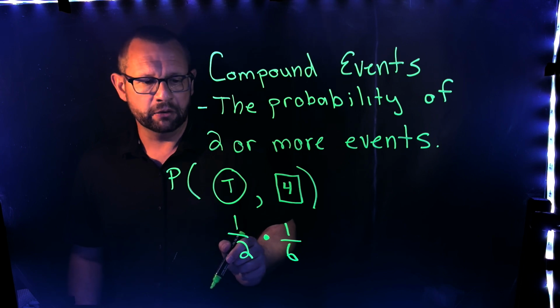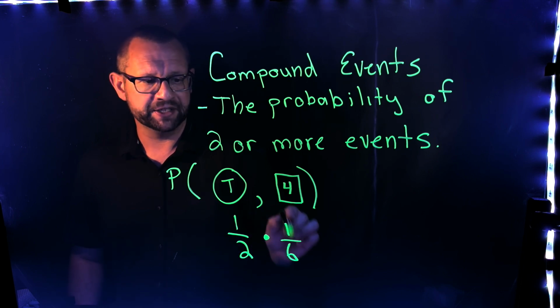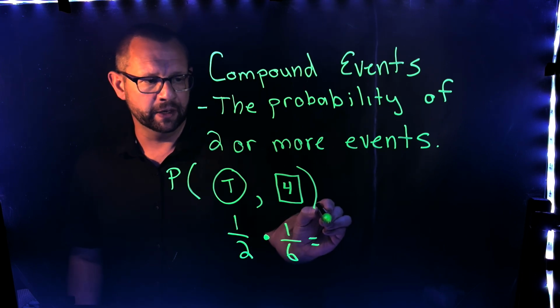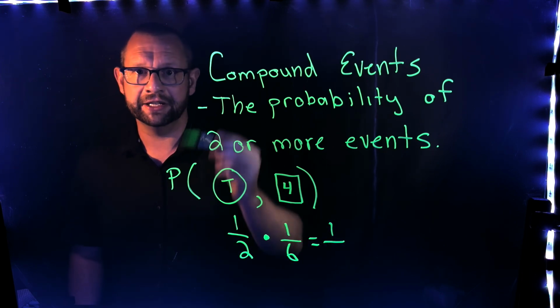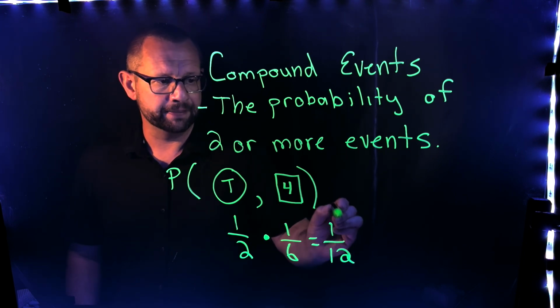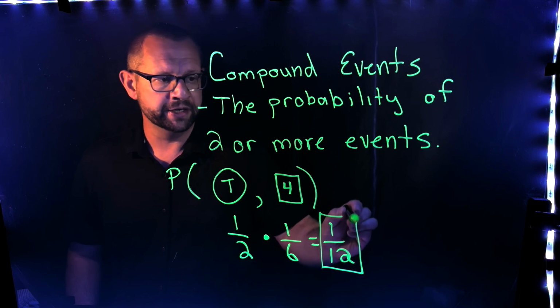So when I multiply 1/2 times 1/6, what I have to do is multiply the numerators. So 1 times 1 is 1. And then multiply the denominators. 2 times 6 is 12. And finally, I get a probability of 1 in 12.